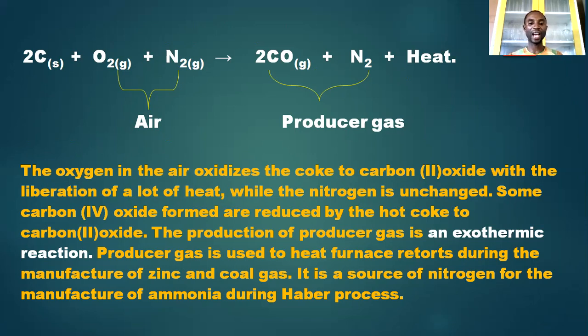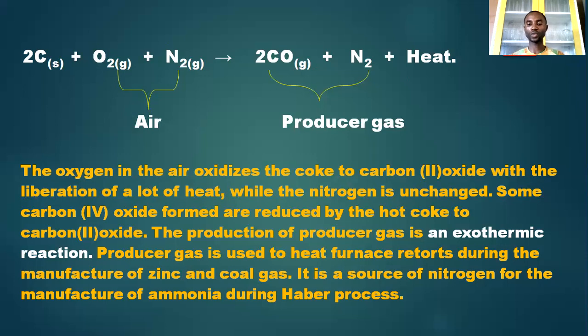Some carbon dioxide formed is reduced by the coke to carbon monoxide. The production of producer gas is an exothermic reaction. Exothermic. That means heat is being given out to the surroundings. Producer gas is used to heat furnace reactors during the manufacture of zinc and coal gas.